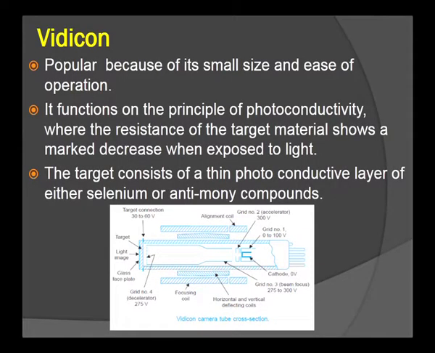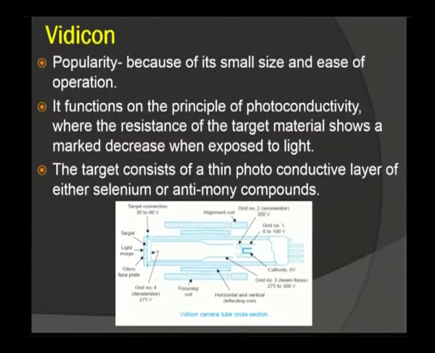Due to photoconductivity, the resistance of the target material shows a marked decrease when exposed to light. So the resistance will be varied. This is helpful in that we get a different current or voltage signal due to the variation of resistance when the Vidicon camera lens is exposed to light. The target consists of a thin photoconductive layer of either selenium or antimony compounds.